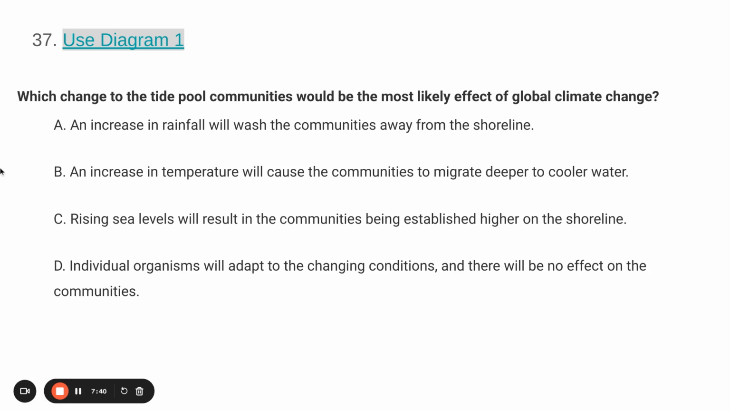Hold on one second. So I'm trying to save my voice. Global climate change, would that affect: A, an increase in rainfall will wash the communities away from the shoreline? B, an increase in temperature will cause the communities to migrate deeper to cooler water. C, rising sea levels will result in communities being established higher on the shoreline. Or D, individuals will adapt to changing conditions and there will be no effect on communities.